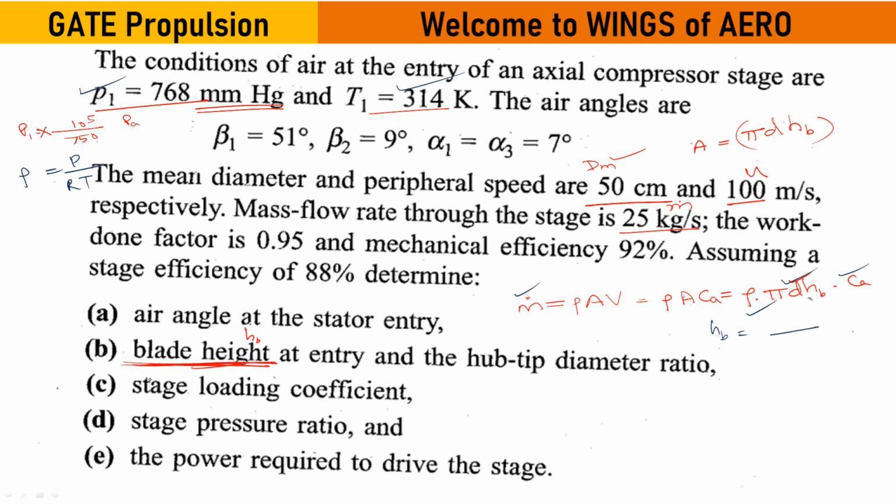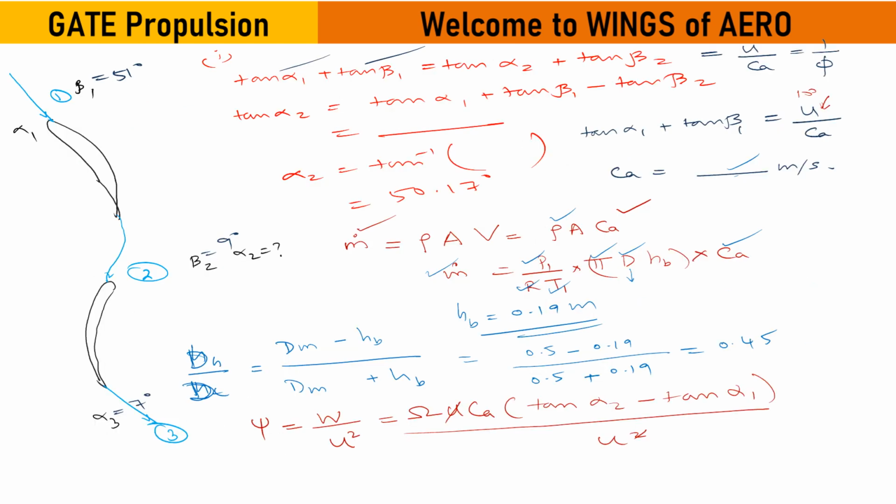And what is the other one? Stage pressure ratio. That is nothing but you have to find the value of RC. Okay, you need to find the value of RC. So you need to use this formula.